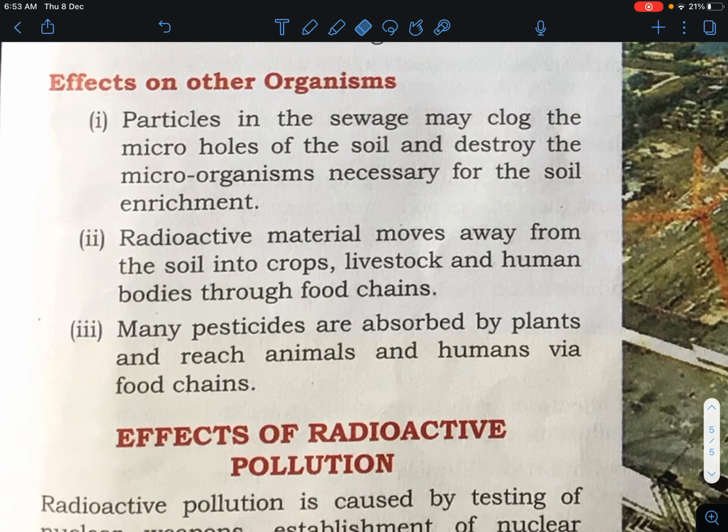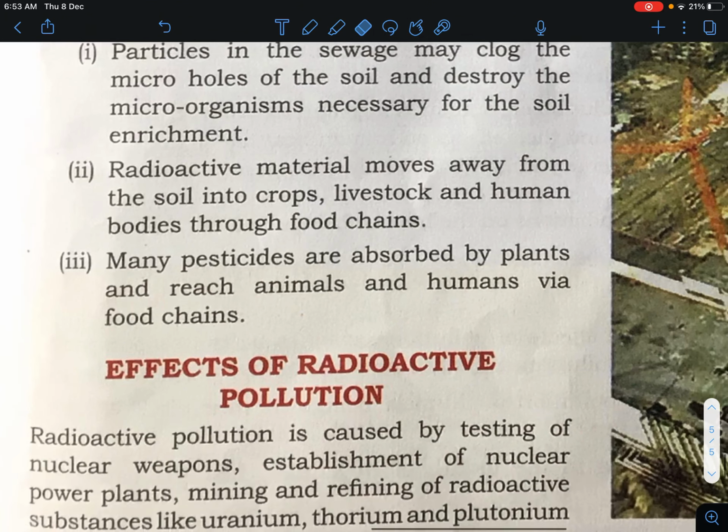The second one is that radioactive materials move from the soil into the crops, livestock, and human bodies through the food chain. So these radioactive materials pollute the soil, and from the soil they go to the crops, to the livestock, and to the humans, thereby affecting the food chain. Many pesticides are absorbed by plants and reach animals and humans through the food chain.